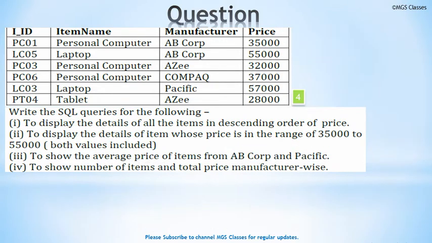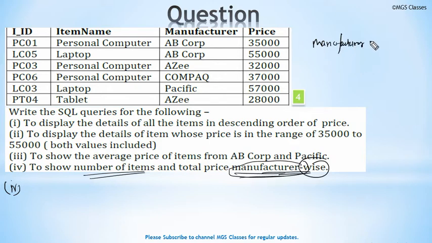Now we will see the fourth portion. The fourth portion of the question is very simple: show the number of items and total price manufacturer wise. Here the keyword wise is there, so you need to apply GROUP BY here. By which column will you apply it? Manufacturer, because manufacturer wise he wants to display the total number of items. So what kind of output does he want? He wants the manufacturer name, and then the number of items sold.